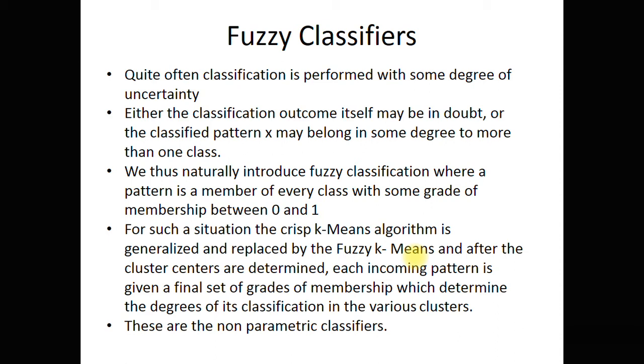For such a situation, the crisp k-means algorithm is generalized and takes a different form called fuzzy k-means or fuzzy c-means clustering. After the cluster centers are determined, each incoming pattern is given a final set of grades of membership, which determine the degree of classification in the various clusters. These are the non-parametric classifiers.